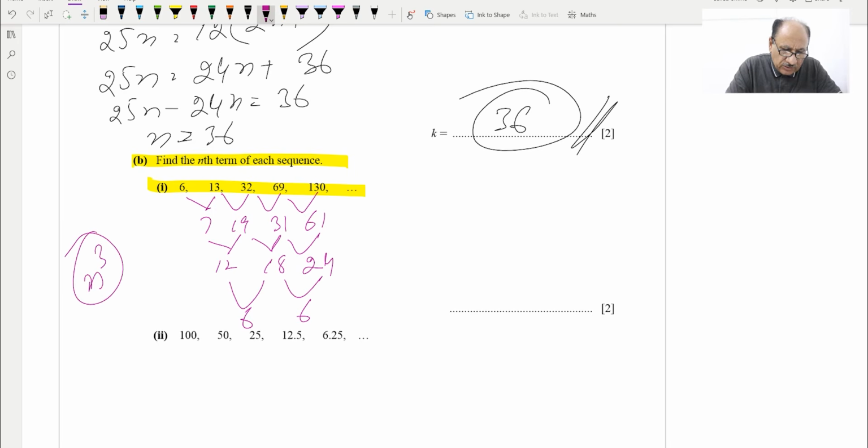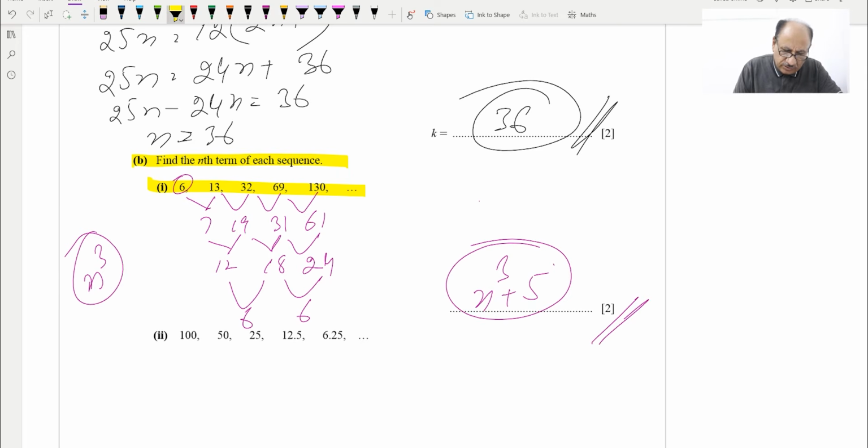So we need 6 for the first one, so we will check for n cube plus 5. If we are taking n cube plus 5, for n is equal to 1 it will be 6, for n is equal to 2 it will be 8 plus 5 will be 13. So it's working. This is our answer for 2 marks.